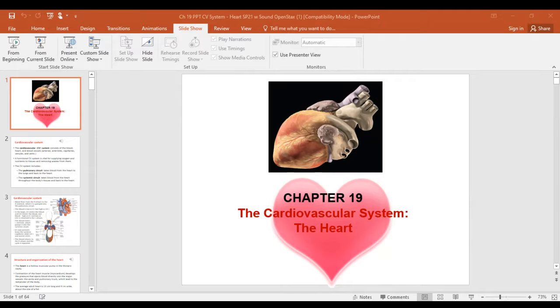But both left and right atria contract at the same moment, and then a moment later both ventricles contract. So it's like the left and right side of the heart are both pumping at the same time. Every time your heart beats, both sides pump blood out.